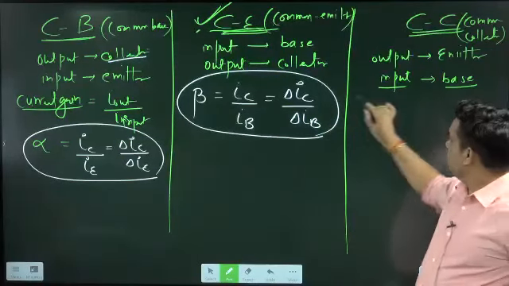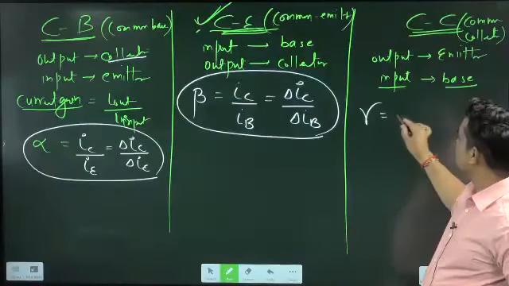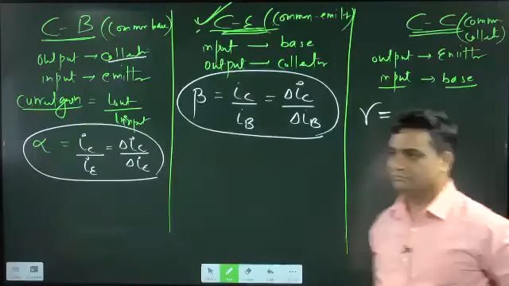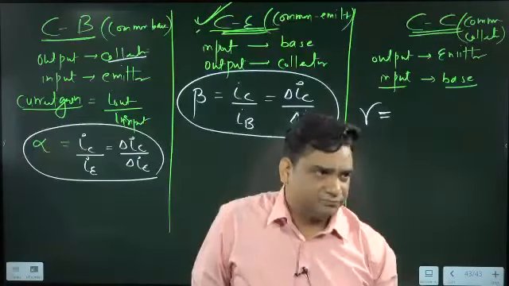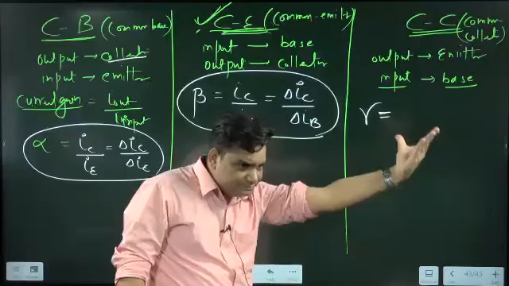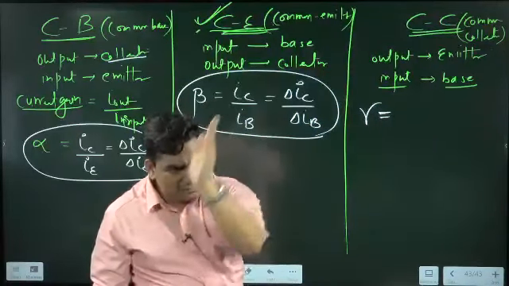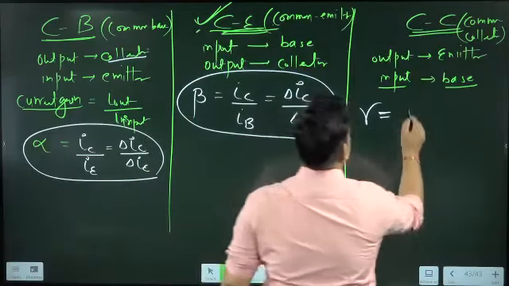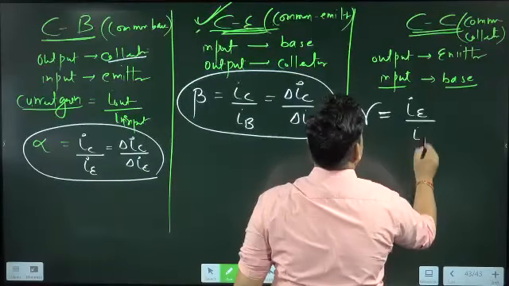If you remember, what we can say about the gamma? What should be the formula of gamma here? Well, ultimately, you have to remember gamma. You can say here output is the IE. Input is the IB, so we can say gamma will be equal to IE by IB.